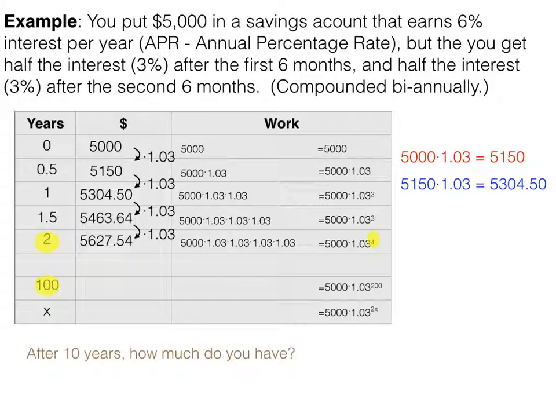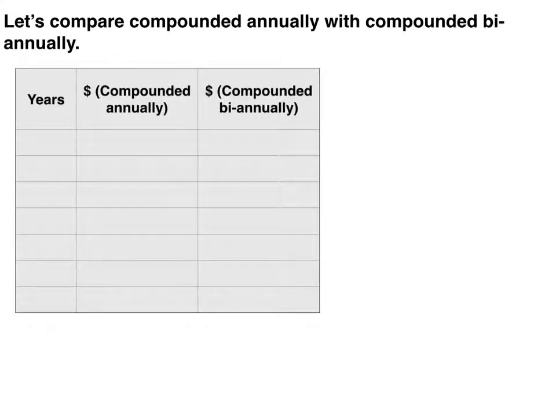So after 10 years, how much do we have? Well, we just plug into our new formula, our new function, and we get 5,000 times 1.03 to the 20th power, because interest has accrued 20 times, giving us $9,030.56. Well, that's interesting. So let's just compare our compounded annually with compounded biannually.